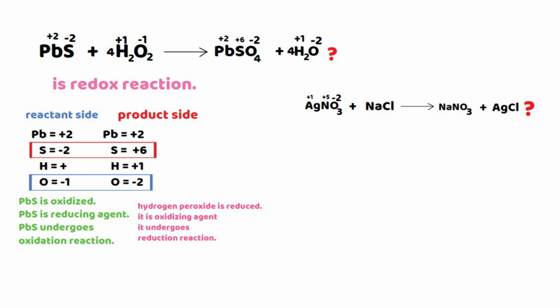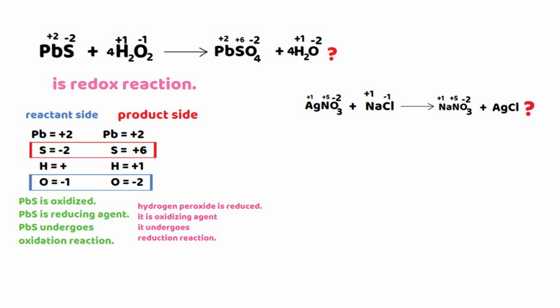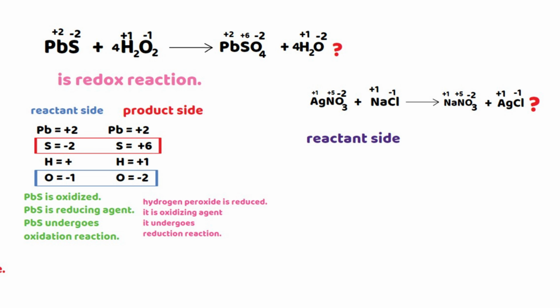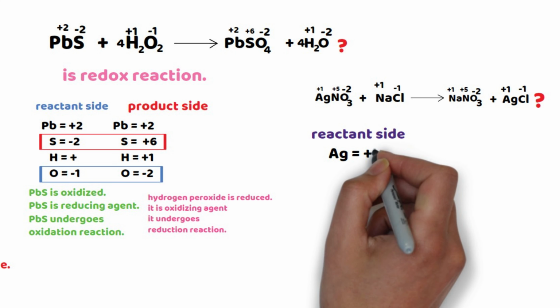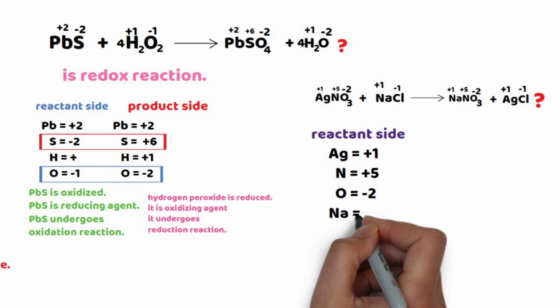To do so, let us assign the oxidation number of each atom in this chemical equation. The oxidation number of silver is +1. The oxidation number of nitrogen is +5. The oxidation number of oxygen is -2. The oxidation number of sodium is +1. The oxidation number of chlorine is -1. The oxidation number of sodium is +1, that of nitrogen +5, that of oxygen -2, and silver +1, chlorine -1.